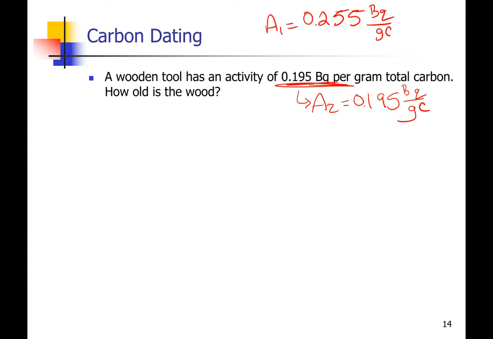But we're missing one more piece of information. We need to know how fast carbon-14 decays, which means we either need to know the decay constant or the half-life, neither of which were provided in the question. However, if you go back one more page in your notes, you will find that you were told that the half-life of carbon-14 was 5,730 years. And so that will be our missing piece of information.